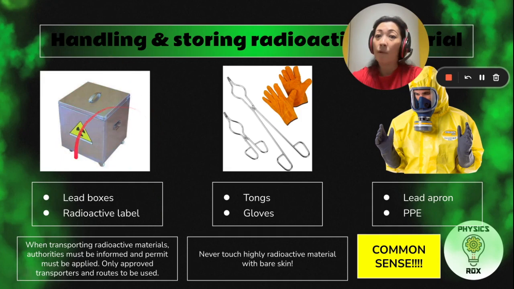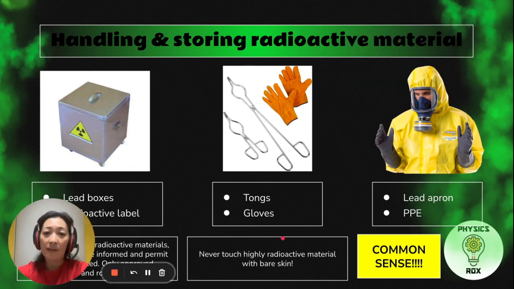The correct boxes must be used. The correct vehicles that are lead lined must be used, and the routes must be pre-approved because you can't be carrying radioactive material in general public. So sometimes you have to clear the road, block that road so that no one else is using that road during the transportation of the radioactive material. You cannot carry radioactive material with normal cargo among the general public, with normal people within that transport as well.